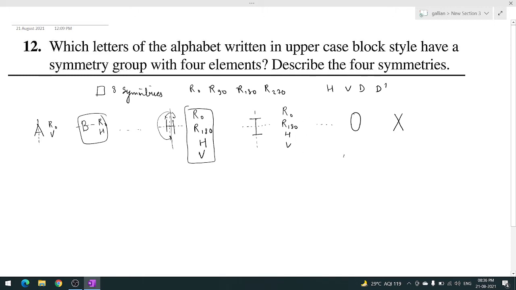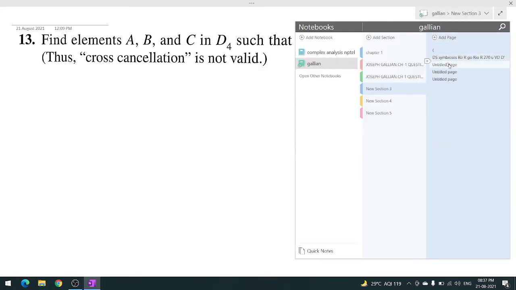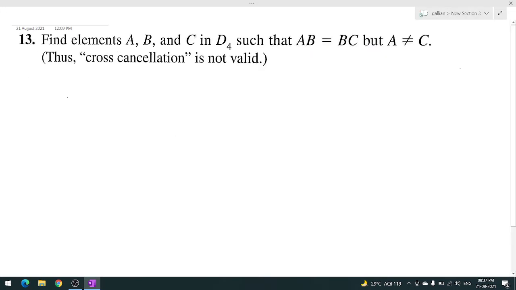And for the rest of the things, you can find either one symmetry or no symmetry, or you just categorize everything by which has more symmetries and which has less. So next question. We have question number 13: find elements A, B, C in D4 such that AB equals BC, but A is not equal to C.